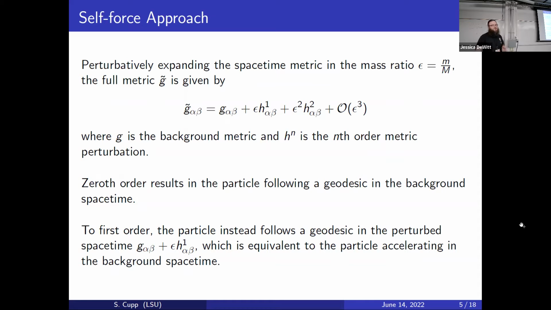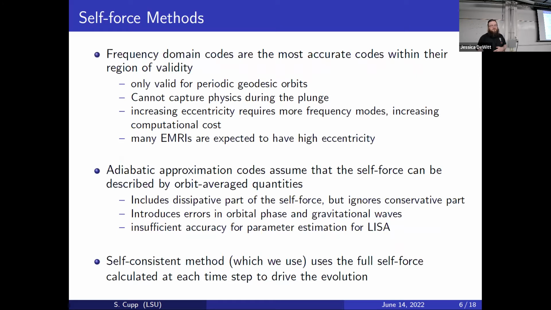And so the self-force approach takes this alternative perspective of it being accelerated in the background. So there's several ways one can compute these. So there's sort of frequency domain codes, and then I'm going to talk about two different sort of broad categories of time domain codes. So the frequency domain codes are the most accurate codes within their region of validity, and they're very well developed at this stage.